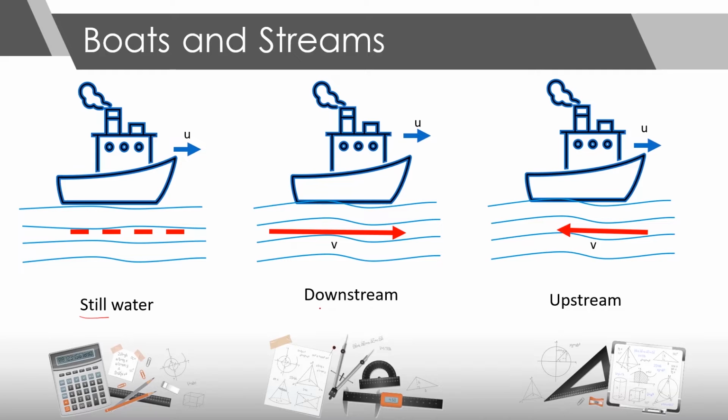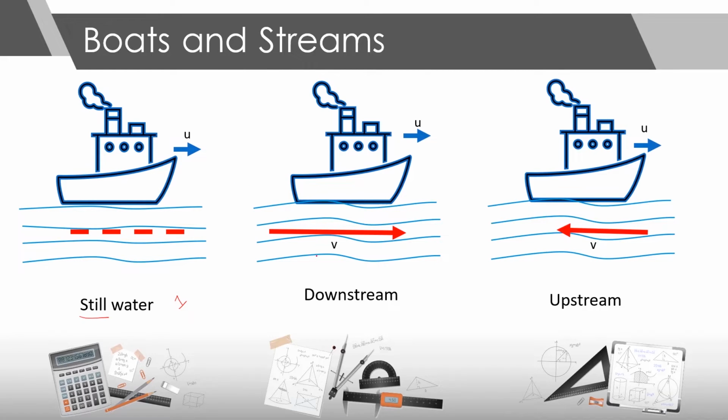If the person is swimming or the boat is moving in still water, that is in stationary water, then this is the first scenario where the speed of movement in water will be the speed of the boat itself. So if the boat is moving with the speed of u, then the speed of movement is u only. There is no other factor.